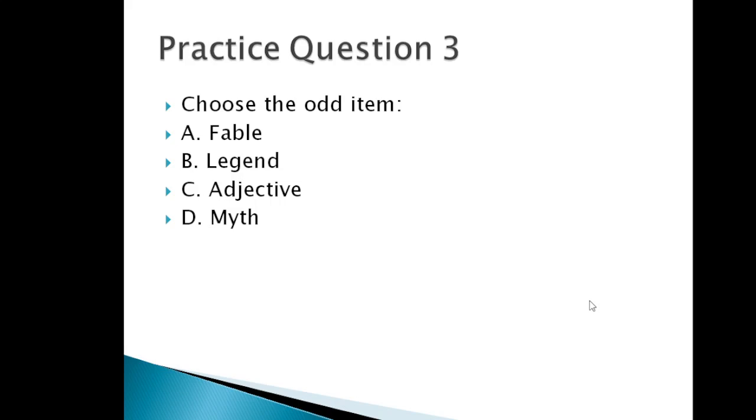So the fact is, for the purpose of this presentation, fable is a story, legend is a story, myth is a story. Adjective should not be among these. Why will stories be meeting, then a figure of speech gets there? Automatically, the figure of speech, adjective, becomes the odd item because adjective should not be among stories. So the correct answer to this question is C, adjective.